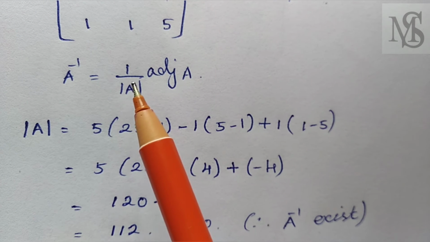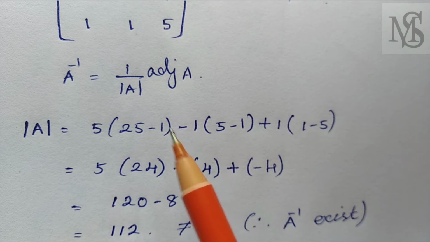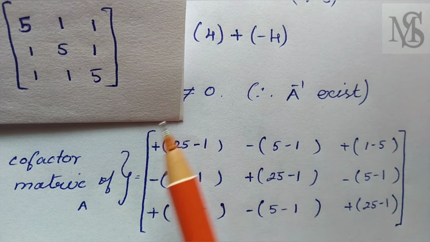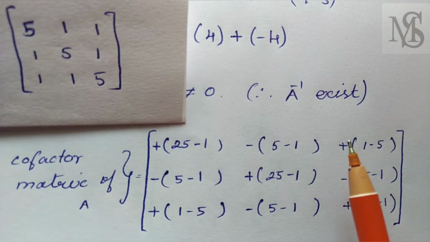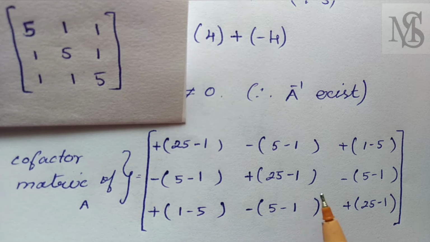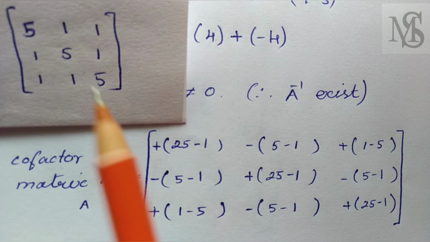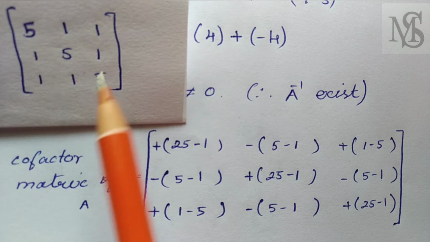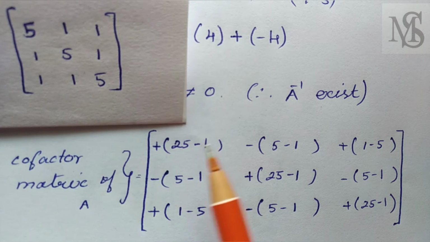In the formula, first we found the answer of modulus A, next we have to find adjoint A. For adjoint A, first we have to find the cofactor matrix. Cofactor matrix of A is equal to, in the matrix we have to write first plus, minus, plus, minus, plus, minus, plus, minus, plus. Alternately we have to write the signs, and inside the bracket first, without considering the values which are in the first column and the first row, the remaining values have to be cross multiplied and subtracted. 5 into 5 is 25, minus 1 into 1 is -1.